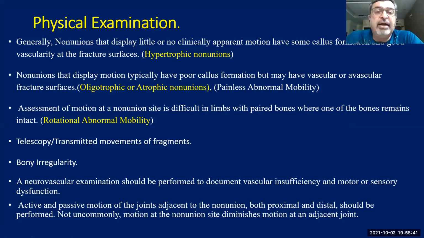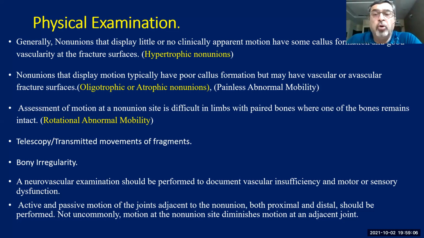Generally, non-unions that display little or no motion have some callus formation and good vascularity at the fracture site. These are hypertrophic. Non-unions that display motion typically have poor callus formation, may be vascular like oligotrophic or avascular like atrophic, that is, there is a painless abnormal motion.